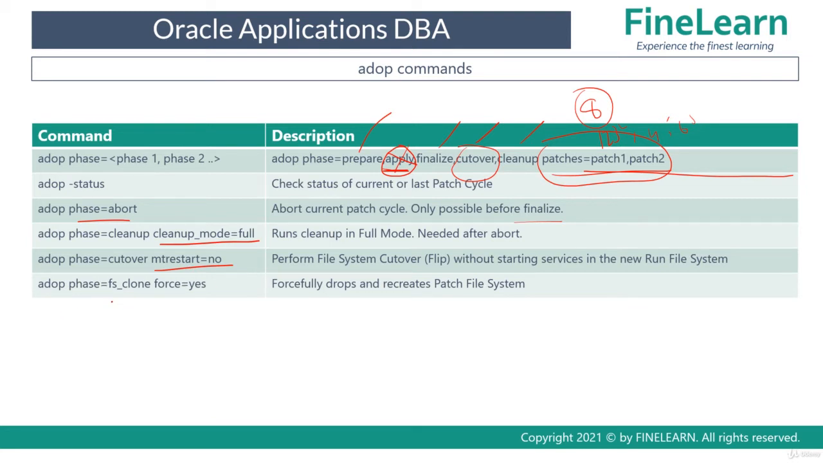I can also run fs clone force equal to yes. What it does is forcefully it drops and recreates the patch file system. This is usually required when you find that the patching is not progressing and there are some issues on the patch file system. ADOP has kept on failing several times. There are bugs in the patch file system which you're not able to fix. In such cases, you can recreate the entire patch file system by using fs clone force equal to yes.